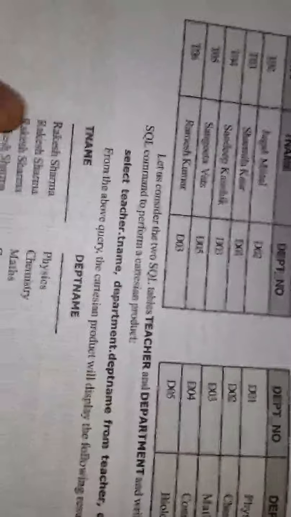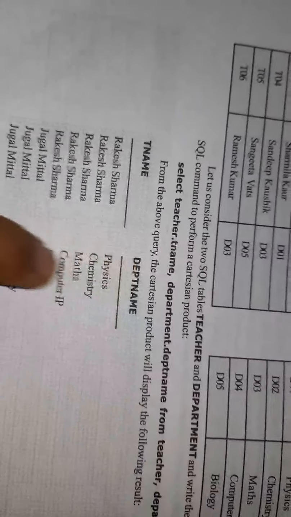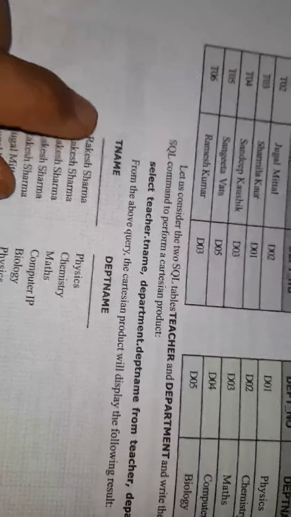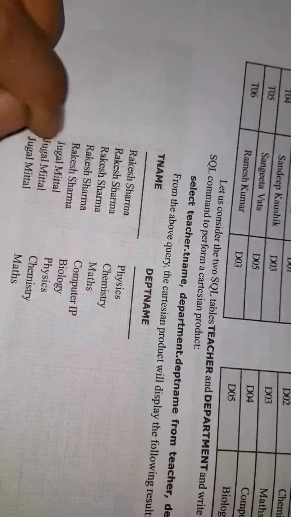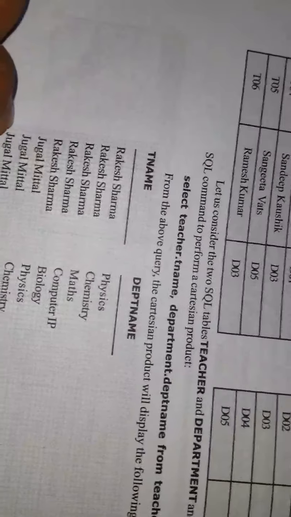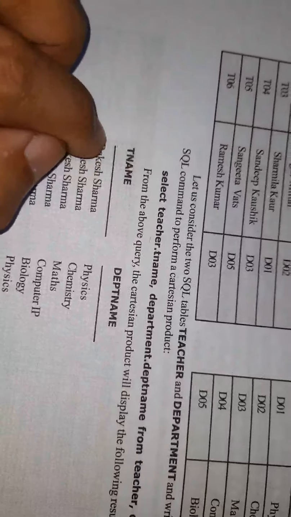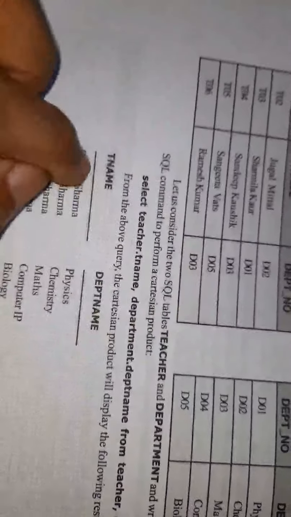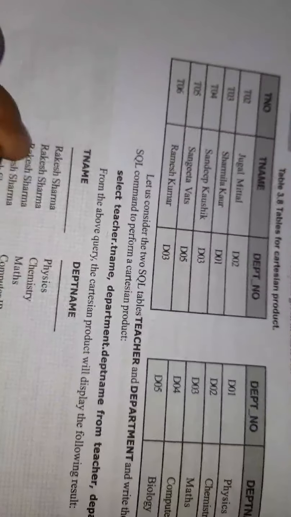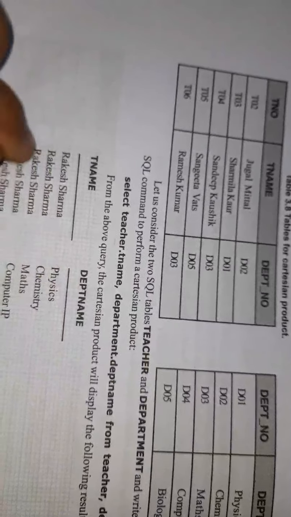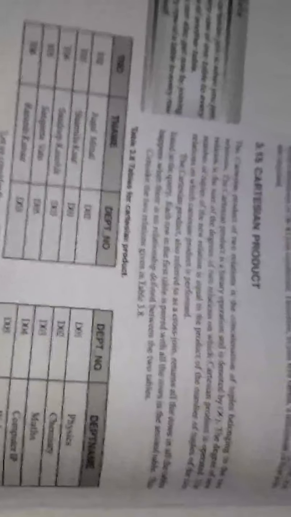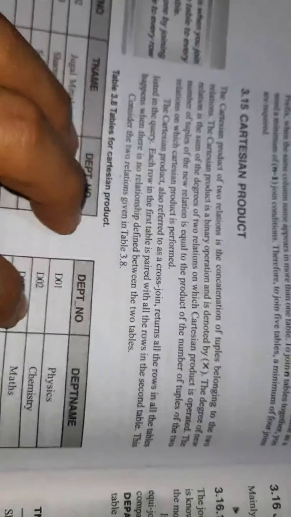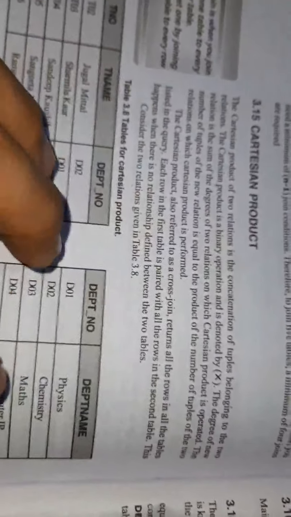and this department name. You can see that this list gets repeated. The name Rakesh Sharma gets repeated 5 times. The name Jugal Mittal also gets repeated 5 times. So you can see that Rakesh Sharma is linked with all the departments: physics, chemistry, maths, computer, biology. This is what the format of a Cartesian product looks like.